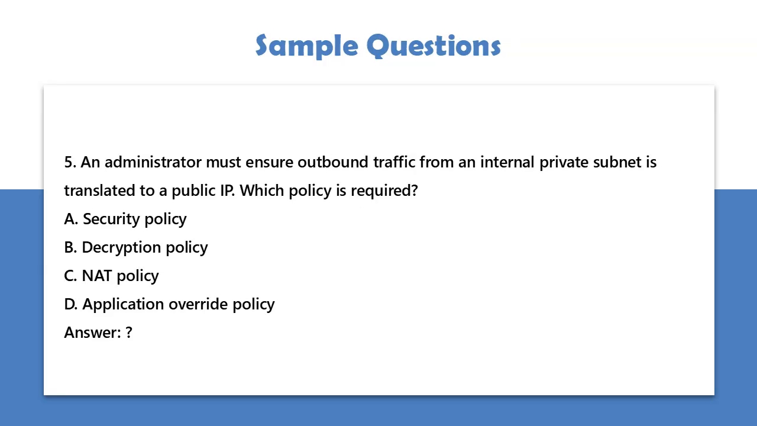5. An administrator must ensure outbound traffic from an internal private subnet is translated to a public IP. Which policy is required? A. Security policy. B. Decryption policy. C. NAT policy. D. Application override policy.